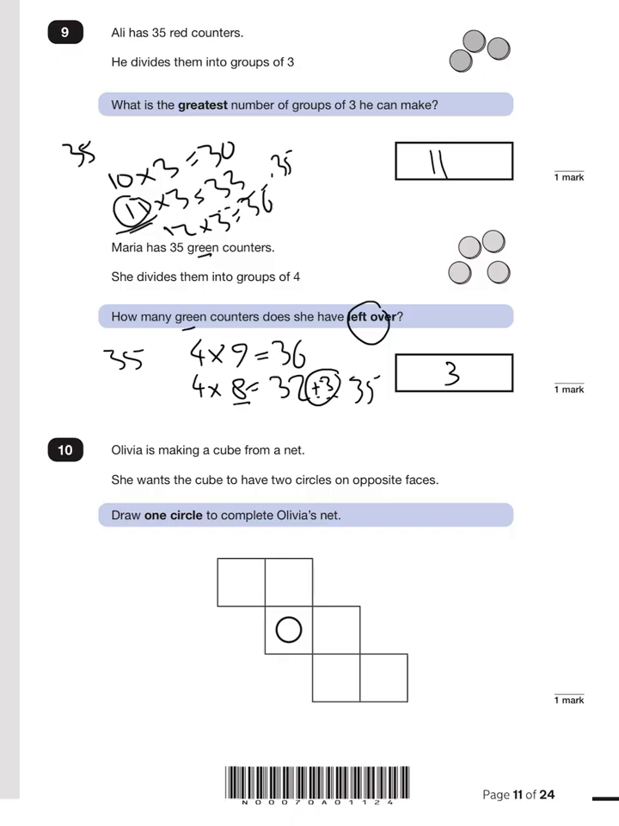So this makes a cube. She wants the cube to have 2 circles. We've got 1 circle here. We want another circle. So this side would go like this. This side would go like this.